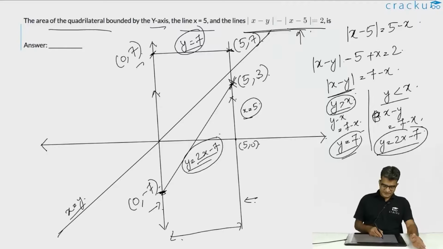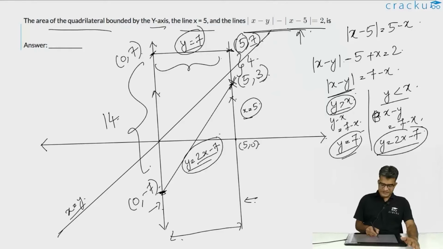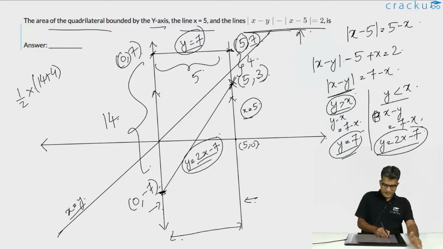In this trapezium, this side's length is 7 minus of minus 7, which is 14 units. This side's length is 7 minus 3, which is 4 units. And the distance between the parallel lines is 5 units. Therefore, the area of this trapezium is half into the sum of the parallel sides, which is 14 plus 4, into the distance between them, which is 5. This is equal to 9 into 5, which is equal to 45 square units. So, the answer for this question is 45.